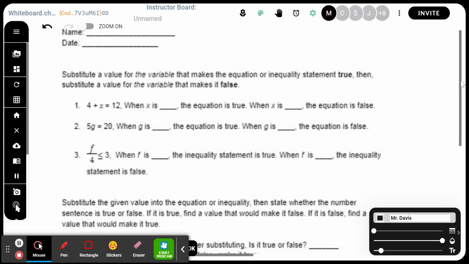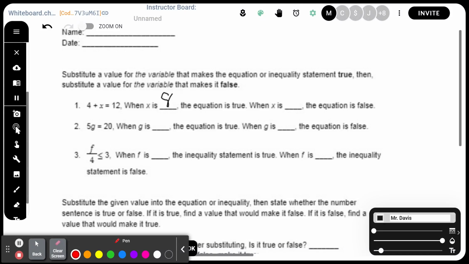So number one, we have 4 plus x equals 12. So there's only one solution for this. That would be 8, because 4 plus 8 makes 12. When x is anything else, the equation would be false. So I could literally put in any other number. I'll put in like 7.